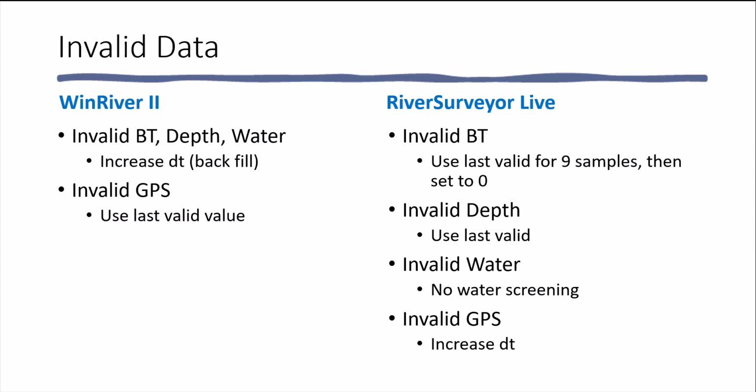For SonTek in River Surveyor Live, if the bottom track is invalid, the last valid boat velocity is used for up to 9 ensembles, after which the boat velocity is set to 0. If the depth is invalid, the last valid depth is held indefinitely until a new valid depth is obtained. River Surveyor Live does not screen water data, so there are no invalid water data. If GPS is invalid, the time between ensembles is extended to the next valid ensemble. Essentially, this is backfilling using all the data from the next valid ensemble.